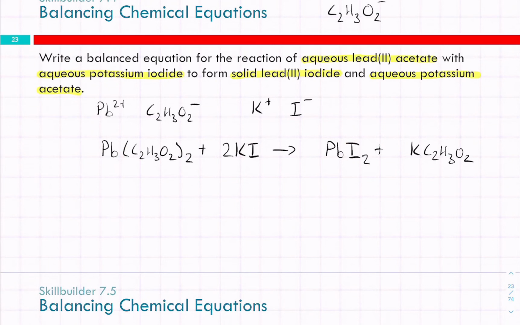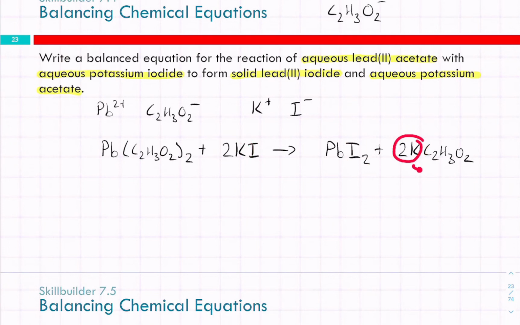So now iodide is balanced, but that changes potassium. So I say, okay, well now I've got 2 potassiums, and so I'll go back over to the product side, see how many potassiums I have there. Oh, there's only 1 potassium. So then I'll add a 2. So now we've got 2 potassiums.